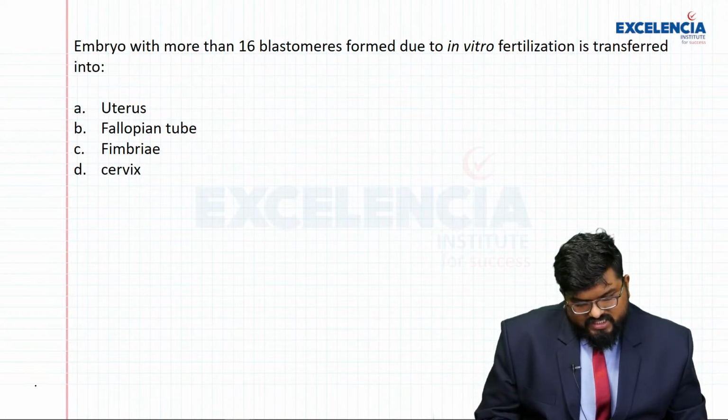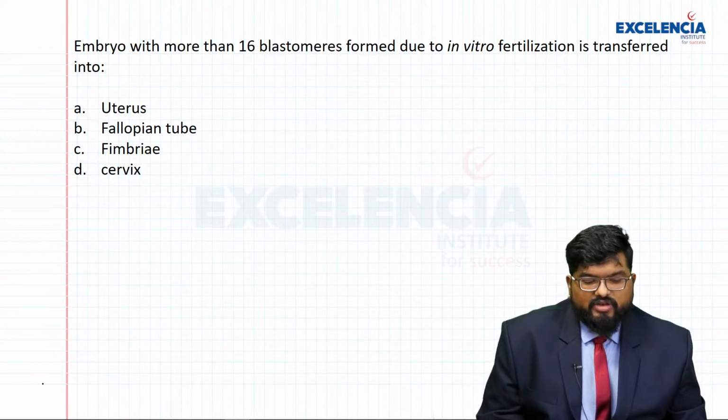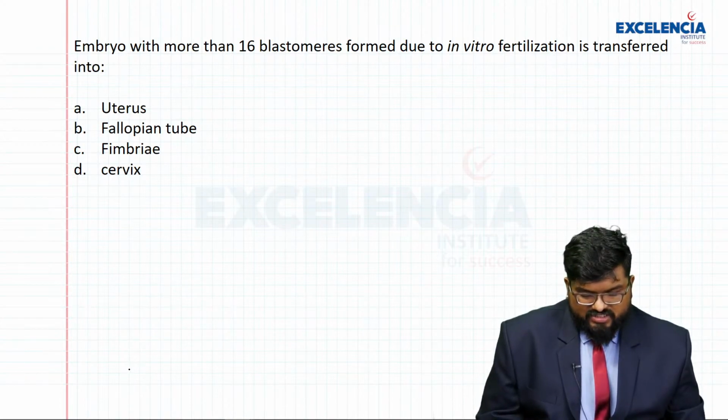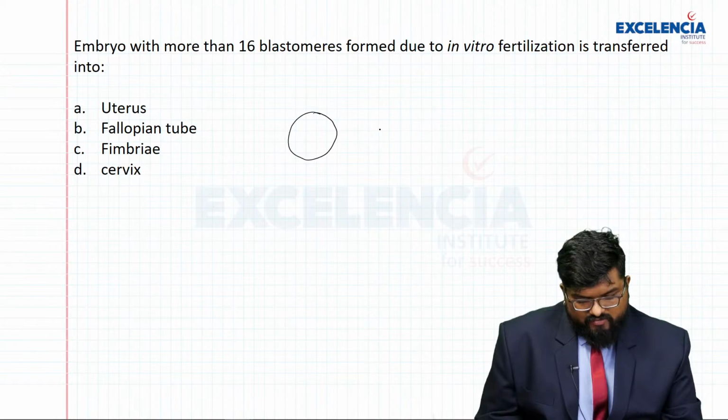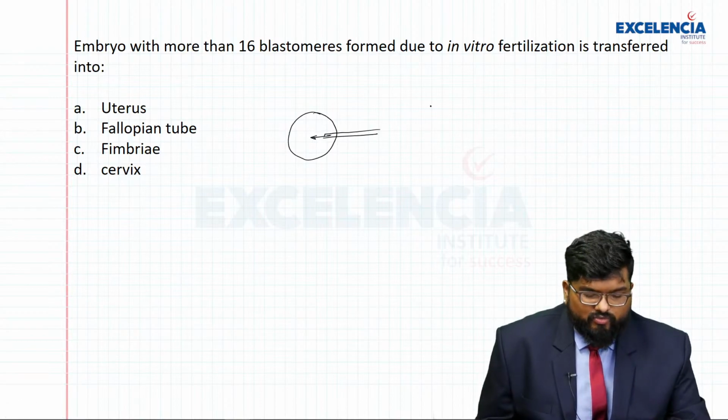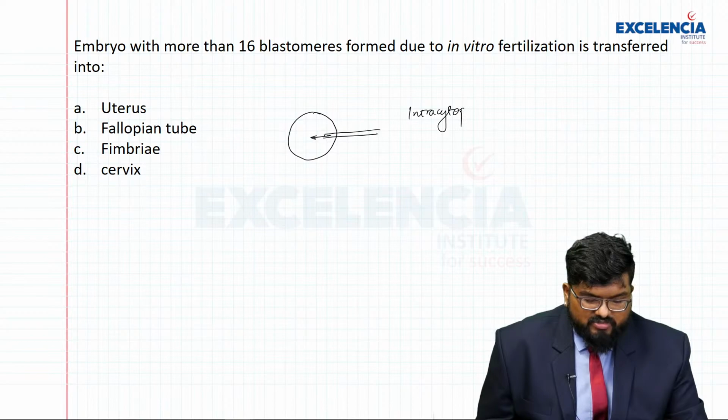An embryo with more than 16 blastomeres formed due to in vitro fertilization is transferred into what? In in vitro fertilization, you have the ovum, and with the help of a micro injection, sperm is injected into the ovum through a process called intracytoplasmic sperm injection, or ICSI.